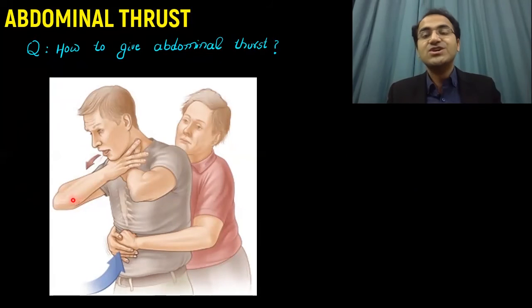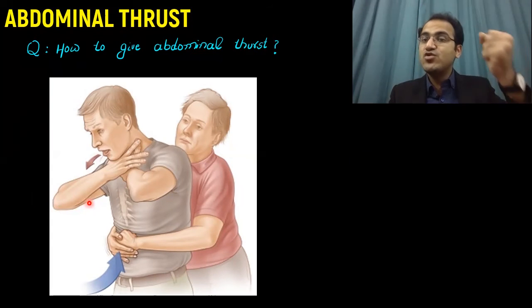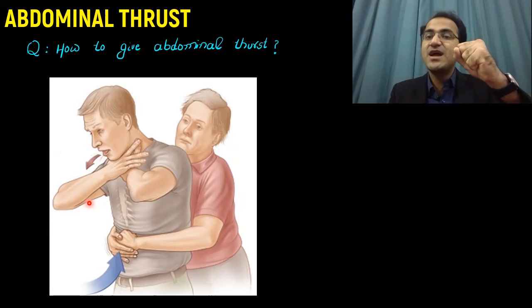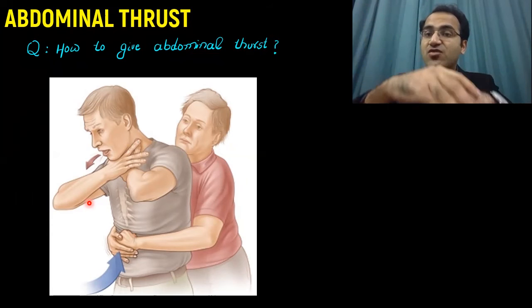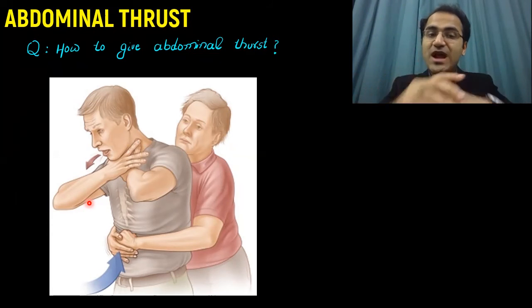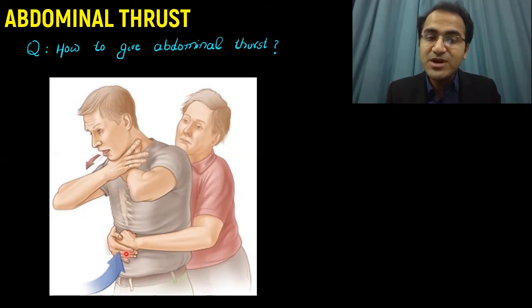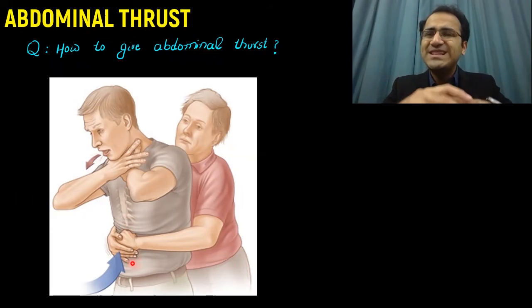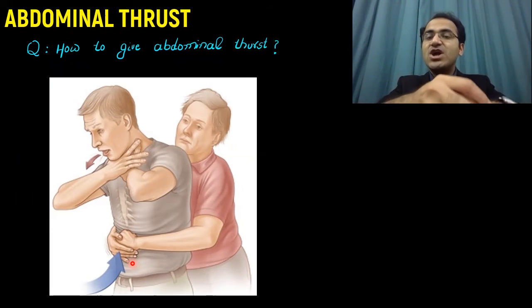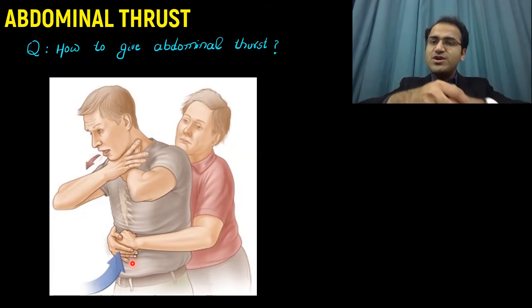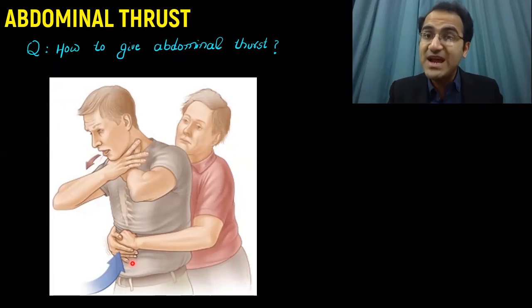Now, how to give abdominal thrusts? What you do is that you stand behind the patient and you make a fist of your one hand and you cover the fist with your other hand, and you place your hands midway in the epigastrium, between the belly button of the patient and the end of the sternum. Then you apply force toward yourself, upward, 5 times. That is how you perform the Heimlich maneuver.